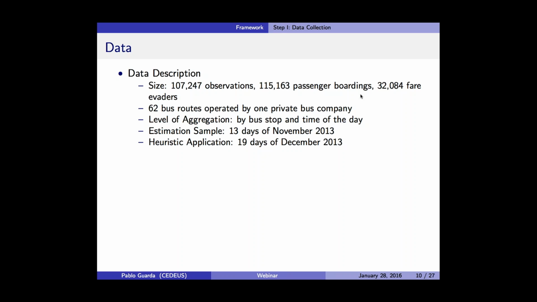For the estimation sample to estimate the regression model, we use only data collected in November 2013 from these private operators, and then to apply the heuristic in step 3, we used information collected in December 2013.